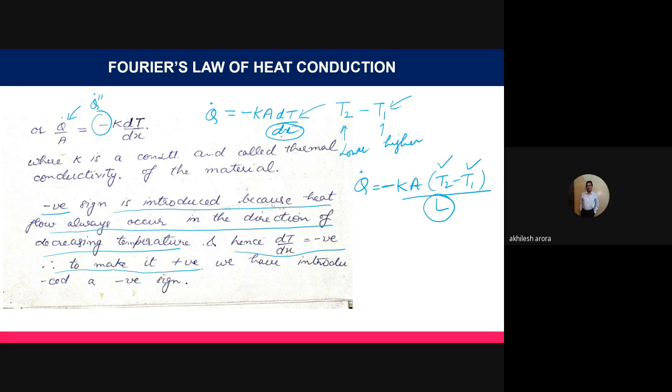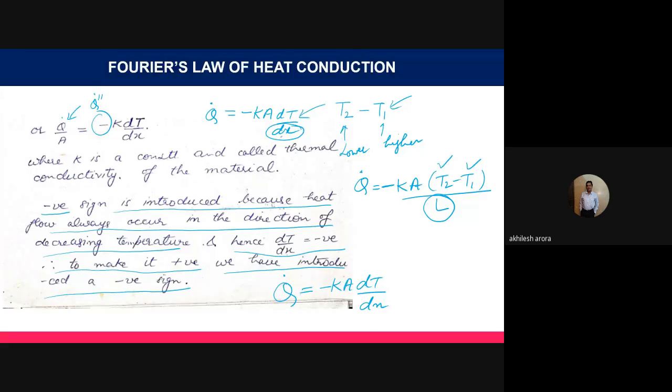Therefore, to make it positive, we have introduced a negative sign so that the final value of the heat transfer comes out to be positive. So I hope this is clear. This is Fourier's law of heat conduction. So normally, if you are asked to write the expression for Fourier's law of heat conduction, you can always write it as Q is equal to minus K into A dT by dn.